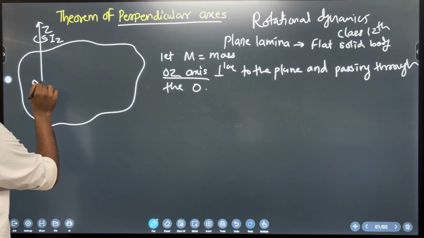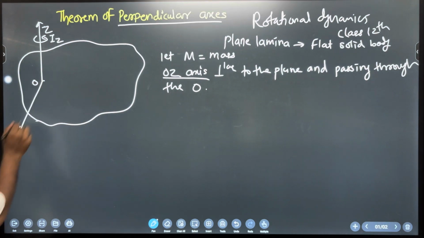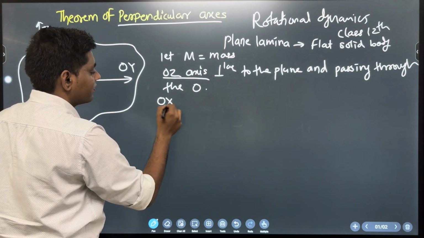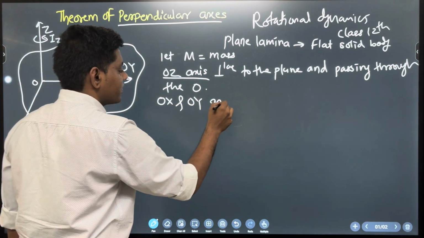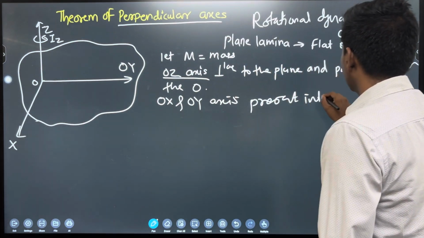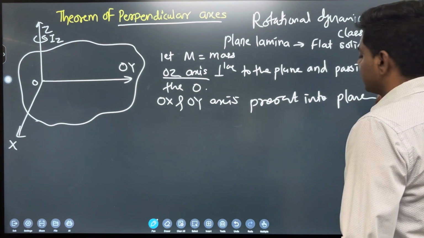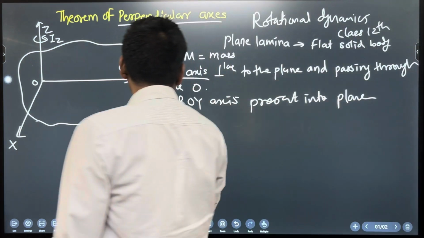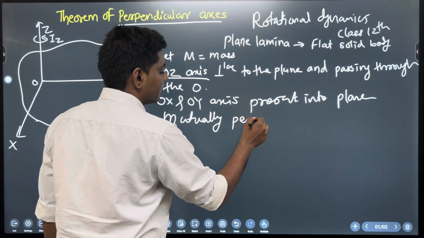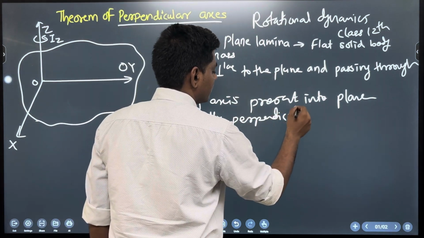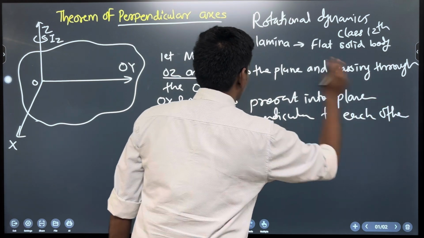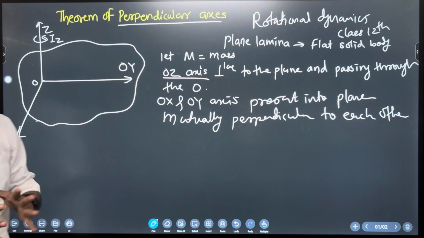Next we draw the OX and OY axes, present in the plane, and both are mutually perpendicular to each other. These are the most important statements of the perpendicular axis theorem.